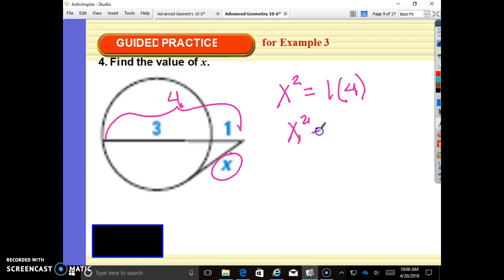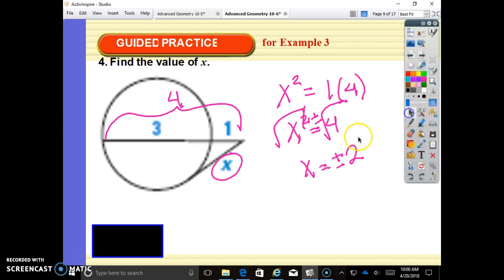X squared equals 4, square root, positive, negative version. X equals positive or negative 2. Can we have a negative length? No, so negative 2 is extraneous, leaving our one and only answer as x equals 2.